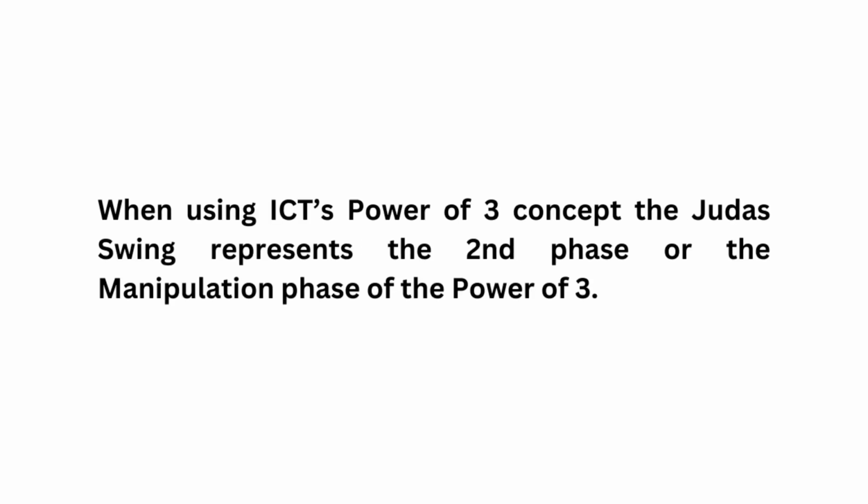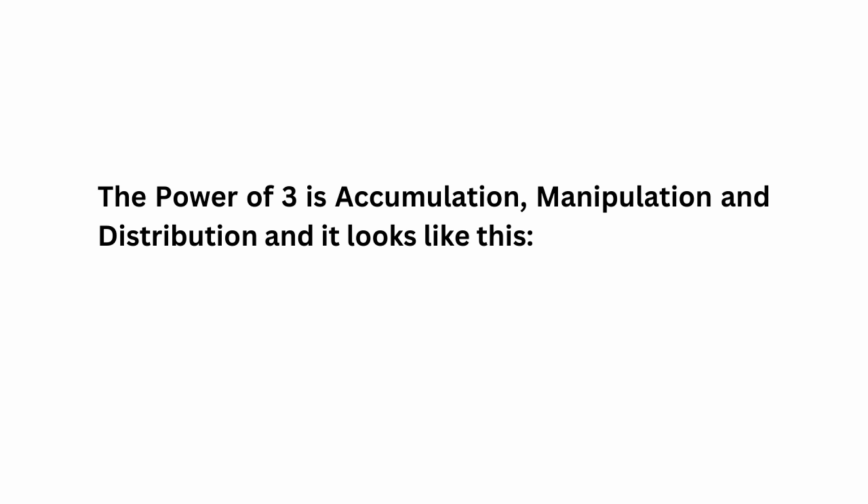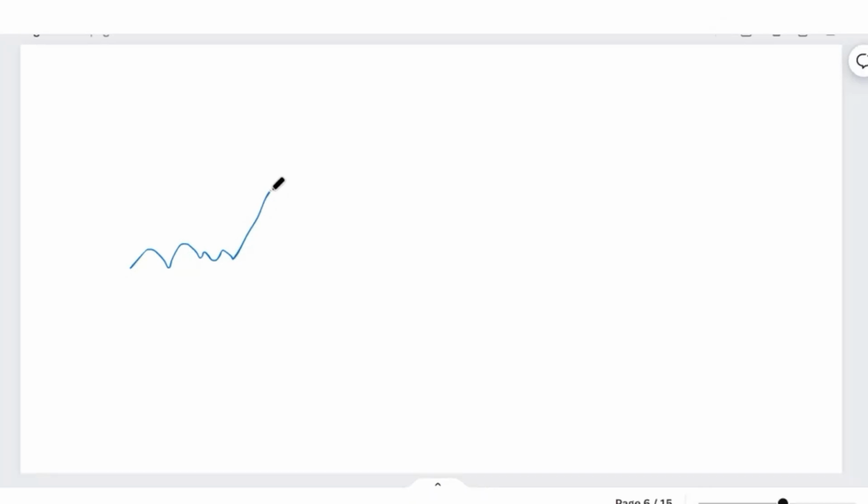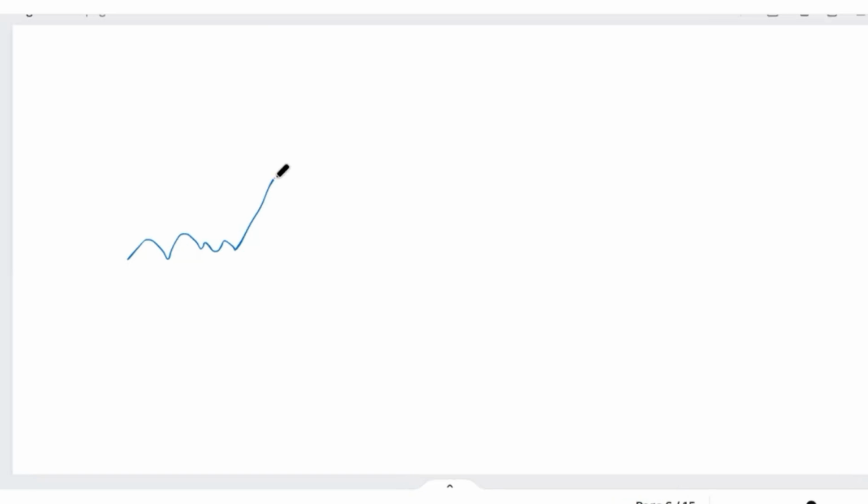When using ICT's power of three concept, the Judas Swing represents the second phase, or the manipulation phase, of the power of three. The power of three is accumulation, manipulation, and distribution, and it looks like this. Price consolidates, and this is the accumulation phase. Then price will move in one direction to trick traders into believing that it's headed in that direction. That is the manipulation phase. Then price moves swiftly and quickly in the opposite direction, and that is the distribution phase.